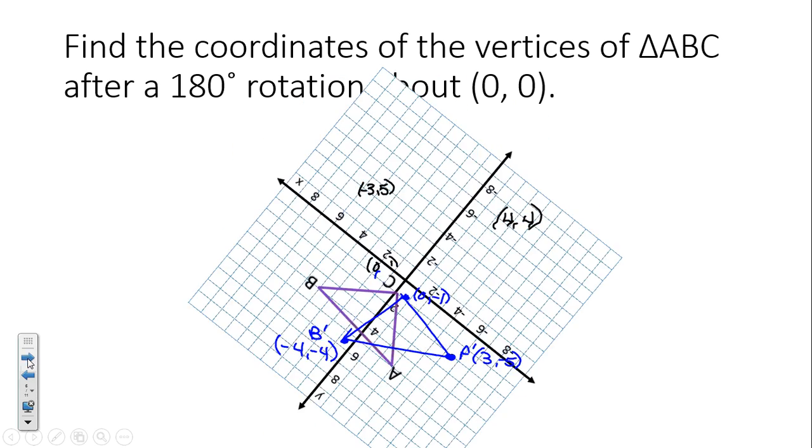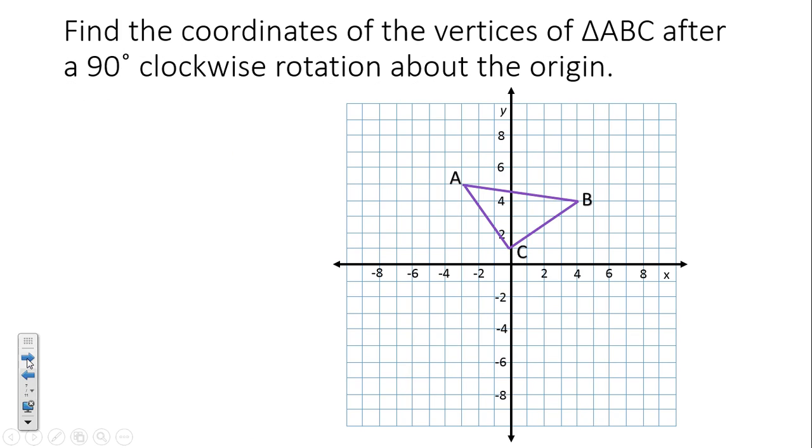Okay. So here we go. Find the coordinates of the vertices of ABC. Now be careful with the directions here. This time they're saying go 90 degrees clockwise. So they're breaking our rule. They told us you have to do it the opposite way now. Okay, so we're going 90 degrees clockwise. This time we're going this way.